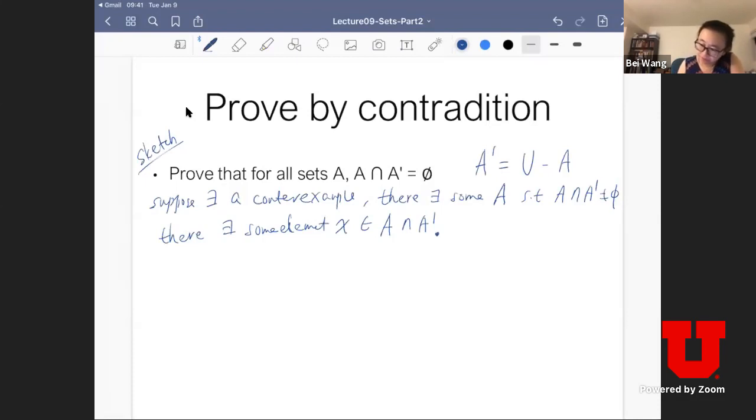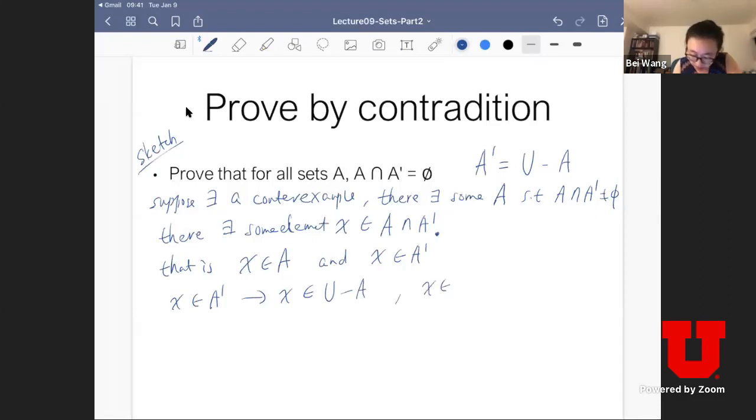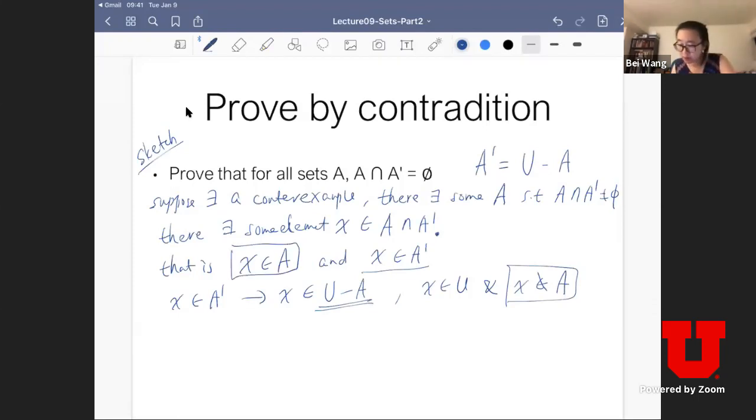So this means X is in A and X is in A prime. When X is in A prime, this means X is in U minus A by substitution, which means X is in U and X is not in A. This is by definition of A prime, essentially. So from the second part, I get X is not in A. From the first part, I get X is in A. So that means X is both in the set and not in the set. That is a contradiction: X is in A and X is not in A.